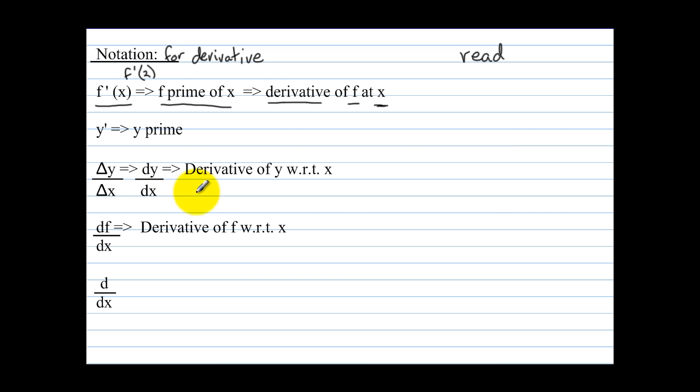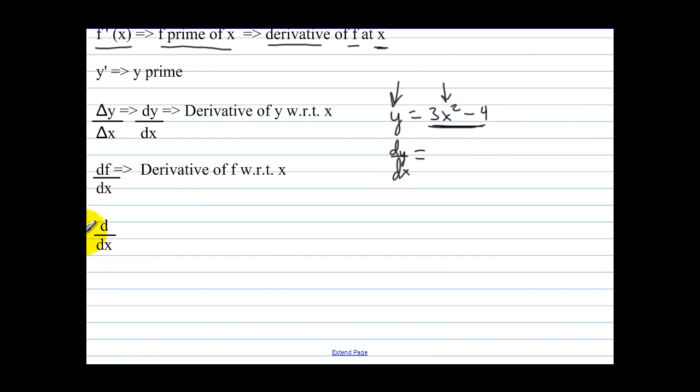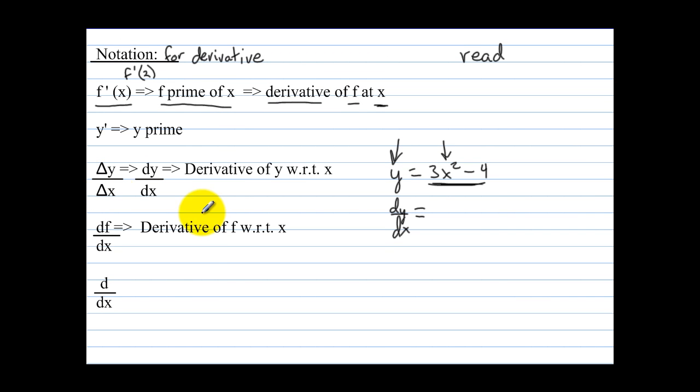So x will be in the equation, for example, y equals 3x squared minus 4. If you're asked to find dy dx, that means we're going to find the derivative of y, and the variable that's being used in the function is x. df over dx, derivative of f with respect to x, is another way to write that. And finally, d over dx, which just really stands for derivative of something with respect to x. So they all mean slightly different things, but they all mean derivative.